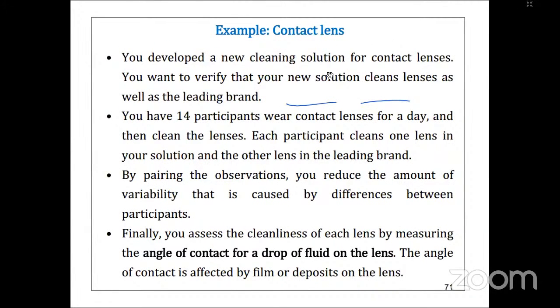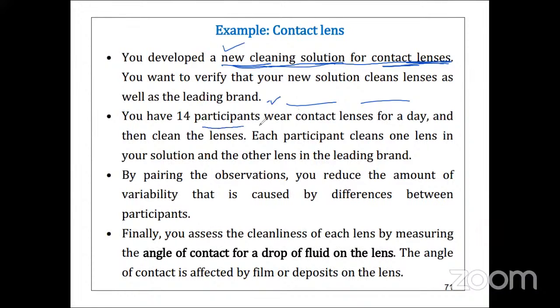Yes, this is the example. Look at the example, it is quite interesting. You developed a new cleaning solution for contact lenses. Contact lenses are used to replace specs, and when you are using contact lenses, cleaning solutions are to be used. So different cleaning solutions are there. You have developed a new cleaning solution. You want to verify that your new solution cleans lenses as well as the leading brand, that it is as effective as the leading brand.